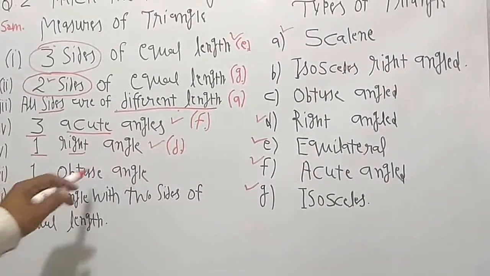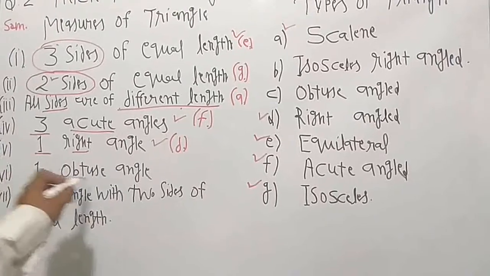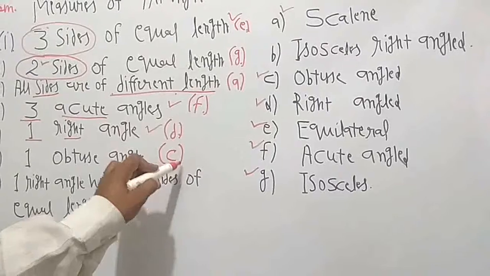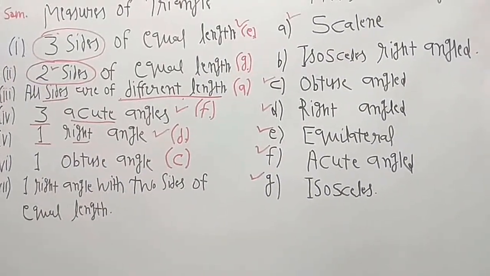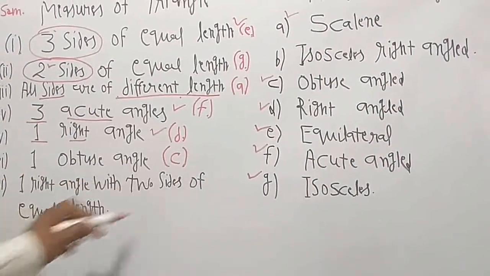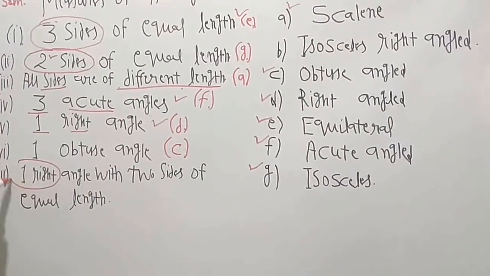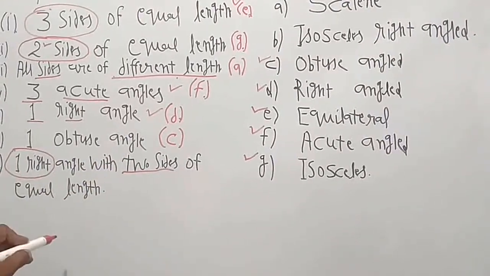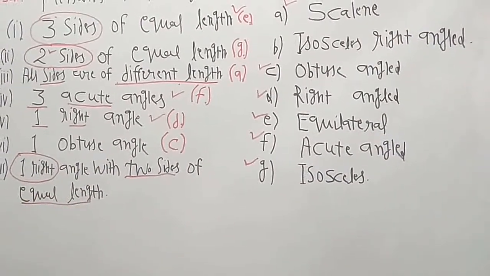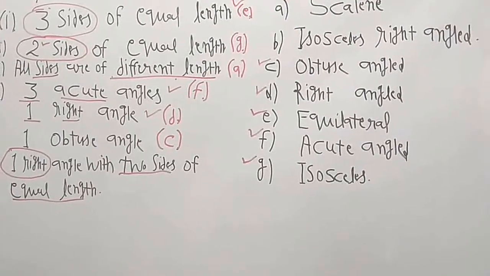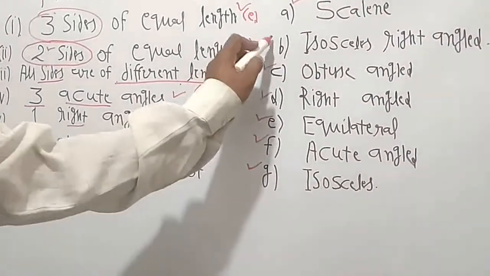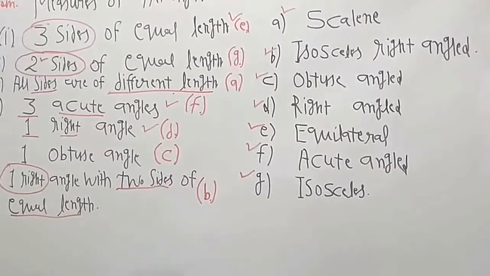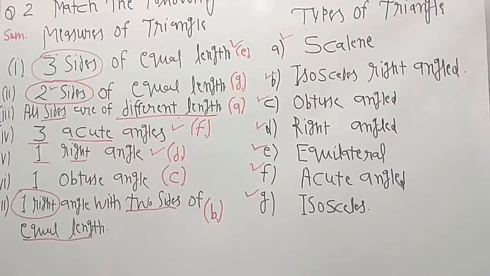And the sixth part, 1 obtuse angle. At least 1 angle should be obtuse. So it is an obtuse angle triangle. This is the C part. And this is the 7th, last part, 1 right angle with 2 sides of equal lengths. 1 right angle means it is a right angle triangle and 2 sides having the same length means it is an isosceles triangle. So here we can write the isosceles right angle. It is B. Answer of this part is B. So like this we can match the columns.